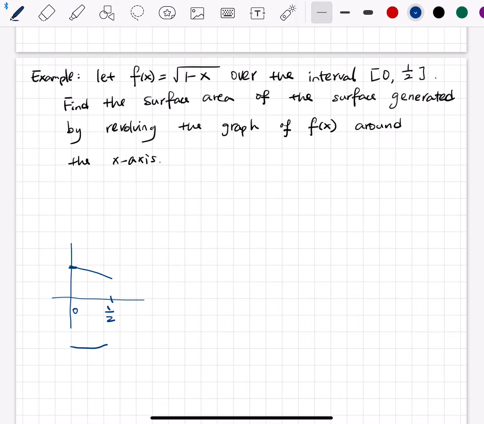So rotate it along the x-axis. So this is the area or the shape we have. And we're going to find the surface area by looking for the arc length multiplied by the 2 pi r, where r in this case is going to be the y.